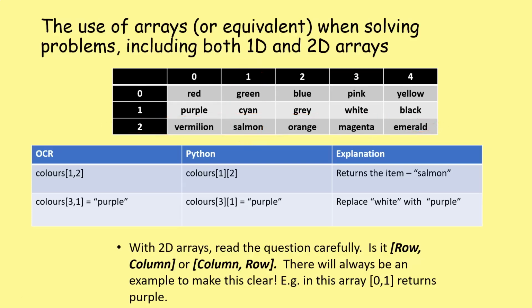If I want to replace a value, it works the same way as in the previous example. I just give the column and the row. And for example, I can replace white with purple by saying colors[3,1] equals purple.